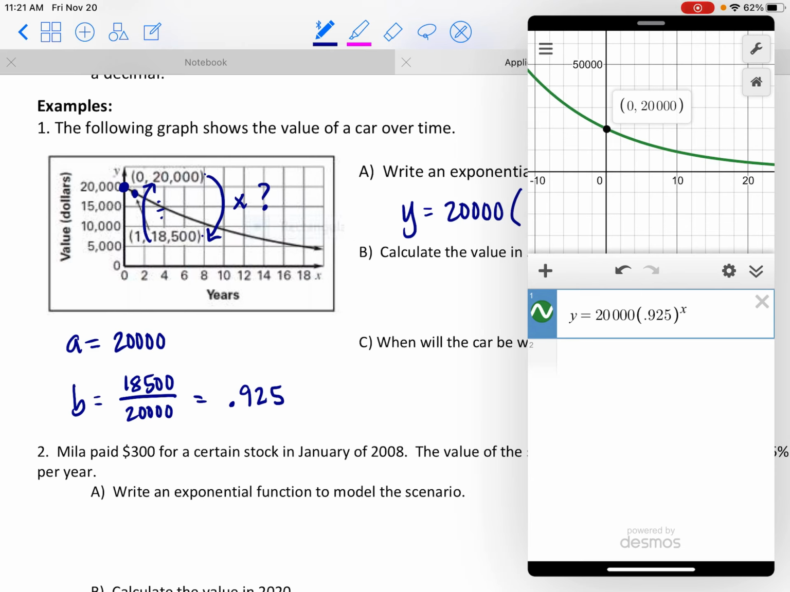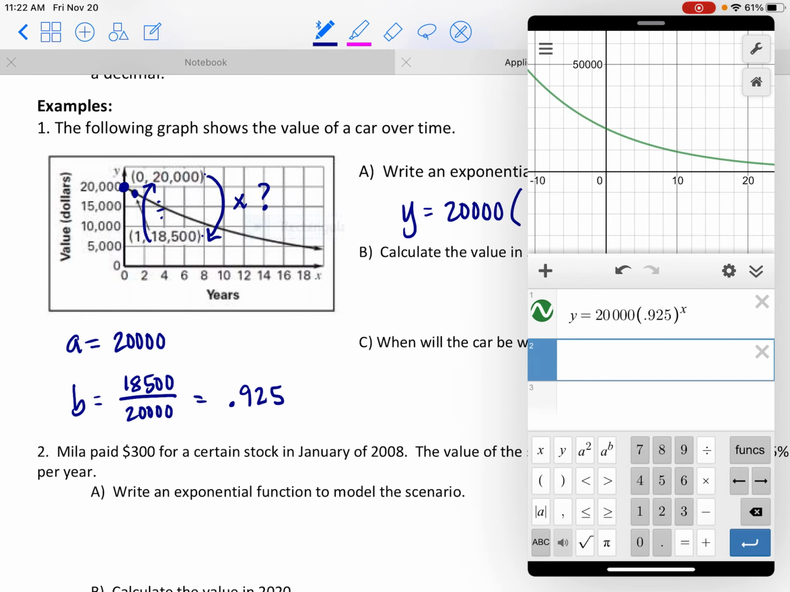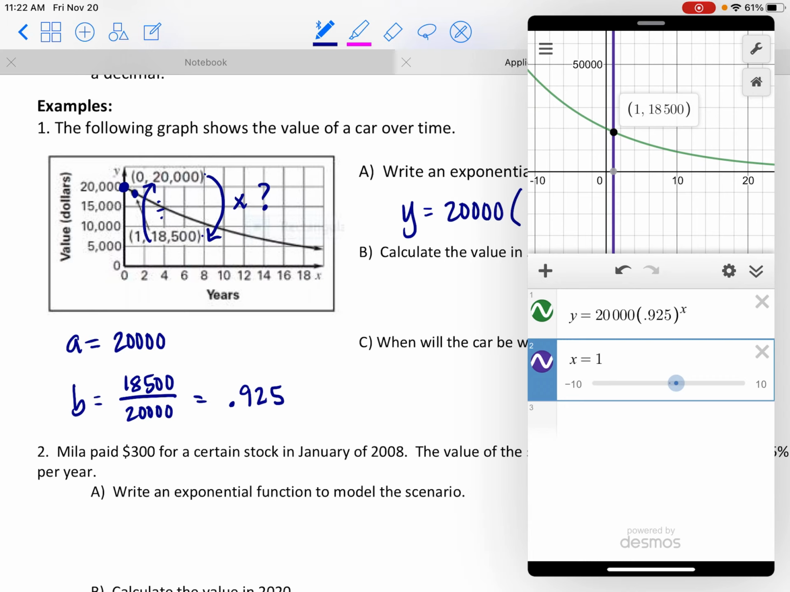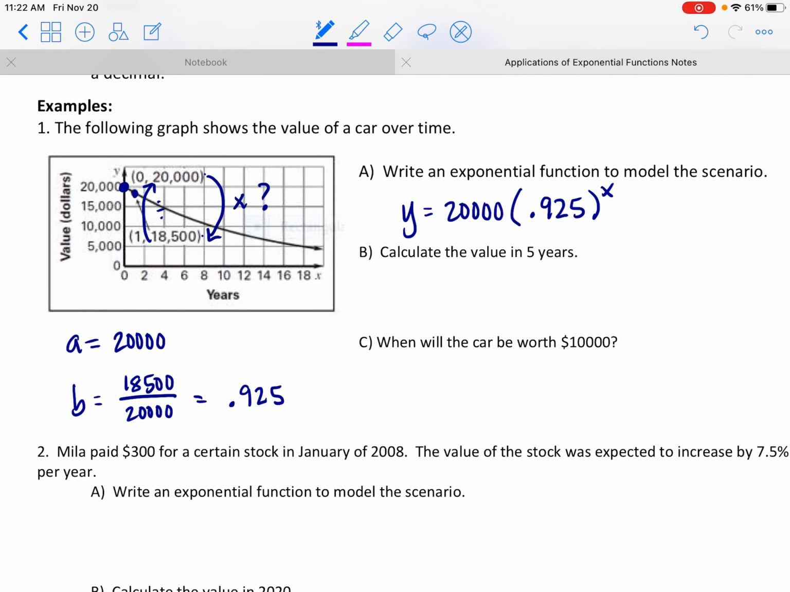And if I moved my cursor along this graph, I can see that when I get to a year later, if I want to know exactly what's happening when x is equal to 1, let's just confirm. At x equals 1, there it is, my value down to 18,500. Okay, so we can confirm our function. Makes sense to do that. Now we can use the function.